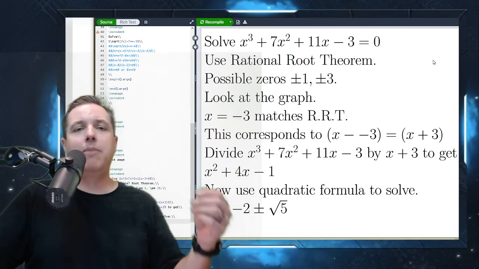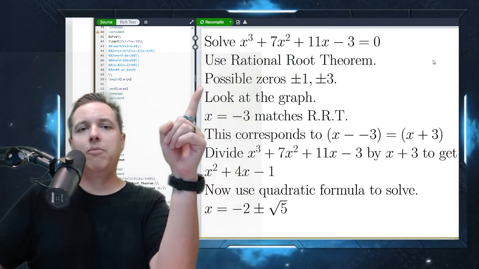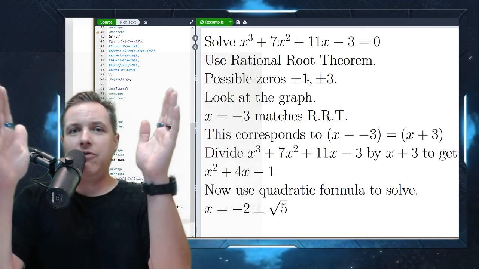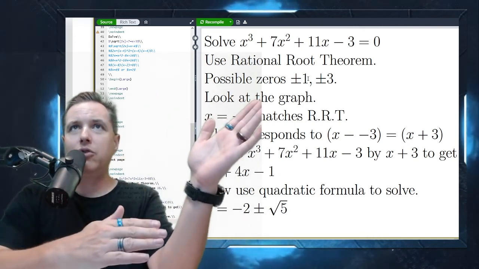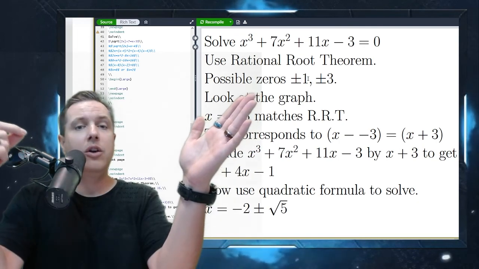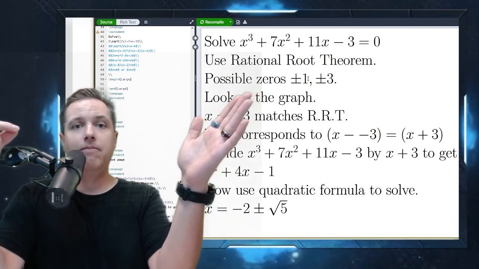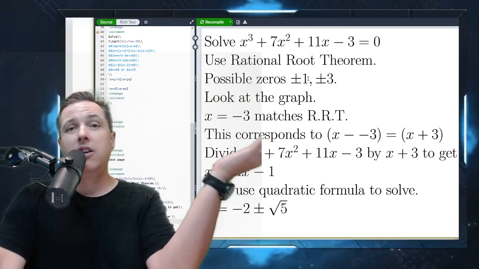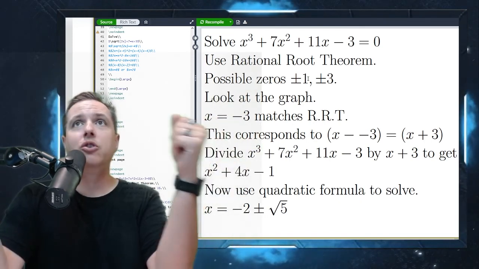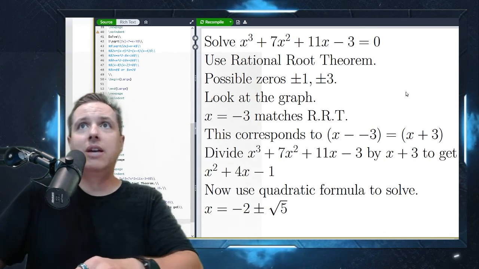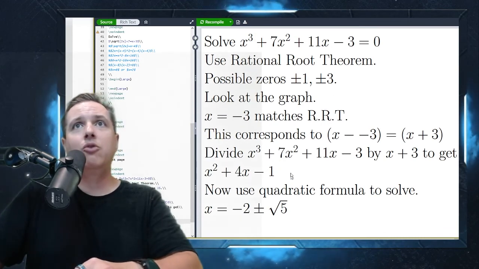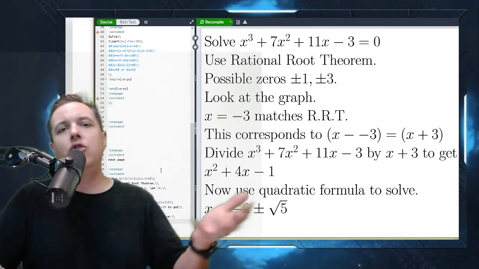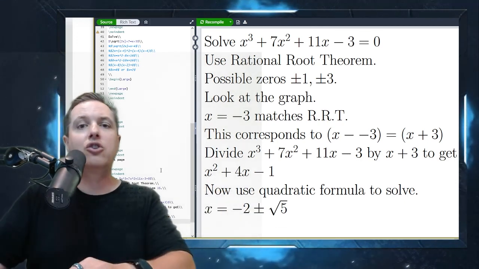So just follow these steps here. You start with the rational root theorem. You make a list of your possible zeros. Then you look at the graph and see if any of your x-intercepts match up with those possible zeros. If so, start dividing those factors out. And you might have to do multiple of them, depending on the complexity of the problem that you're doing. But divide those factors out the same way we did here. And then once you get down to a quadratic, then it's easy, right? Then everything's easy. You're just going to use the quadratic formula to finish the problem off.